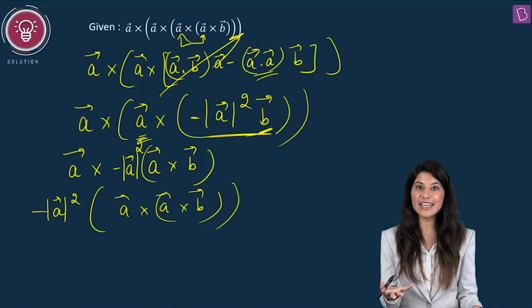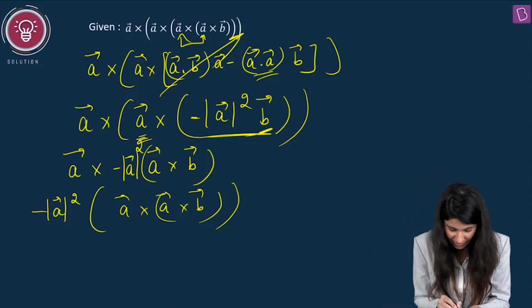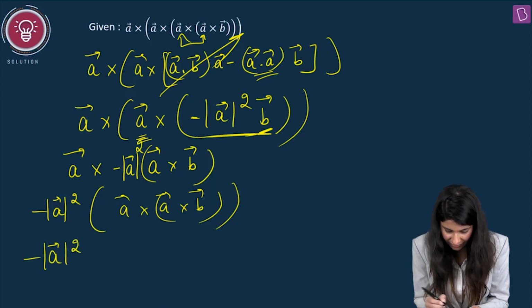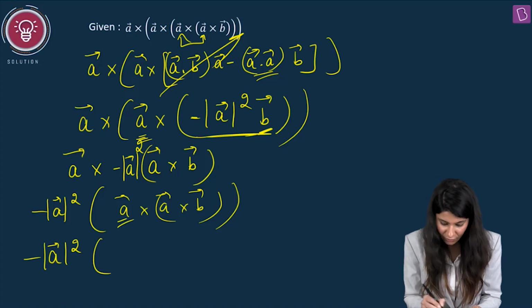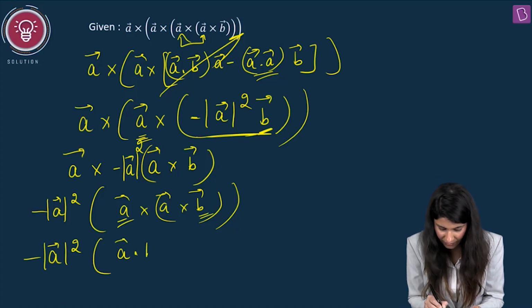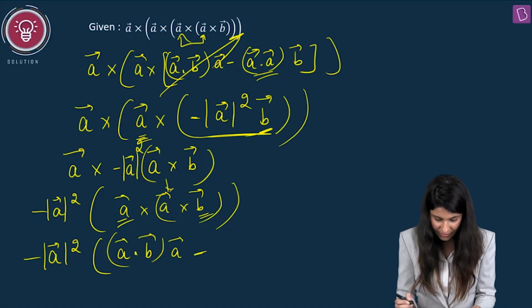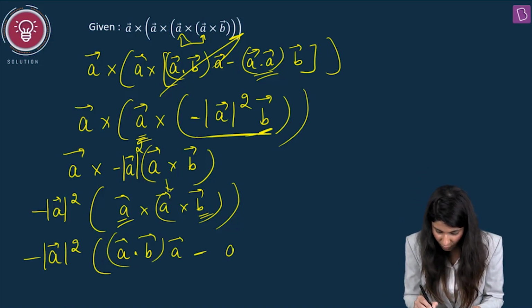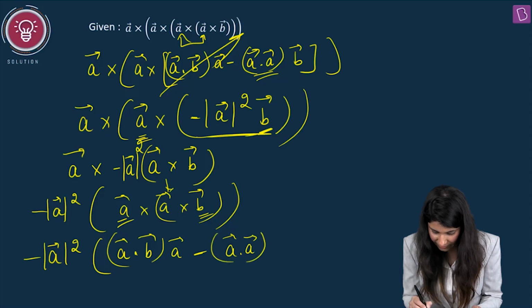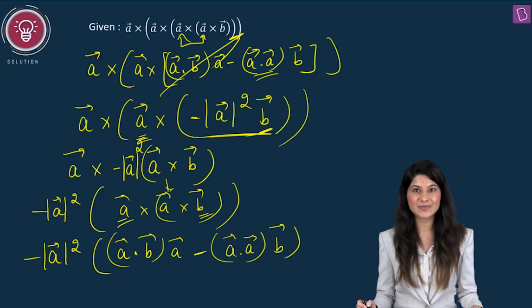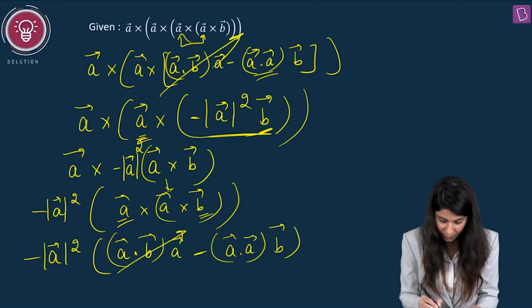Let's again apply the vector triple product. Last step. So minus magnitude of A vector squared, and you have the dot product of A and B. Outside this, you have the middle one, A vector. Minus, now you have A dot A. Outside this, you have B vector. Right? Cool. Again, A dot B is 0.